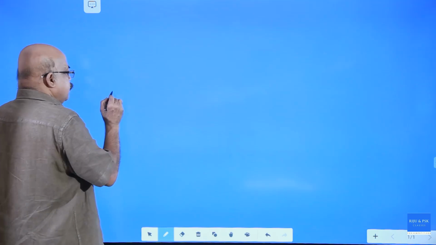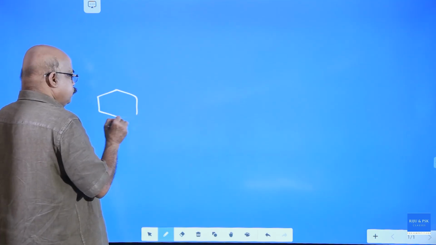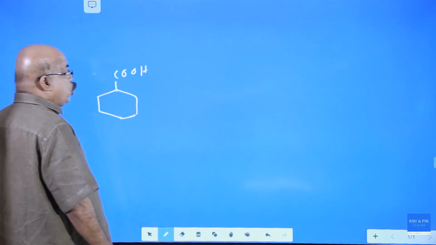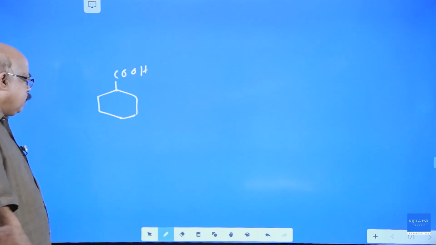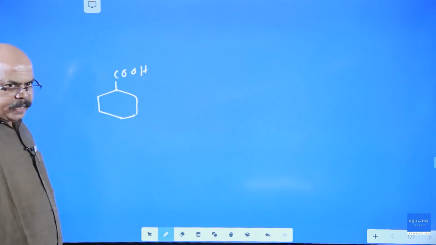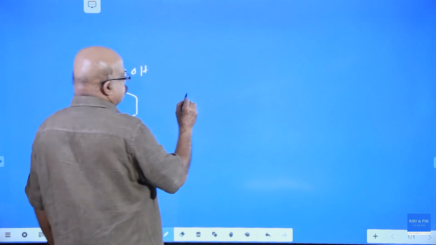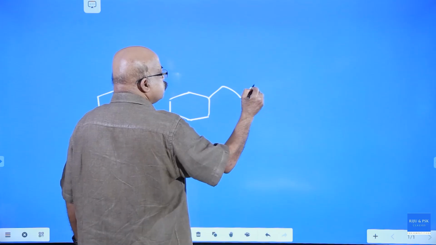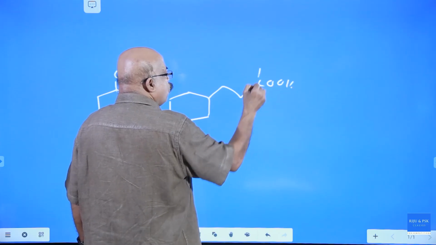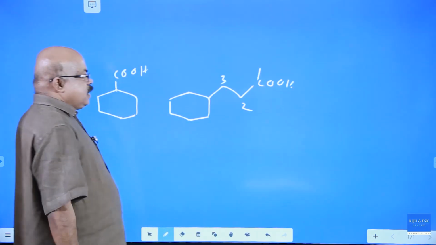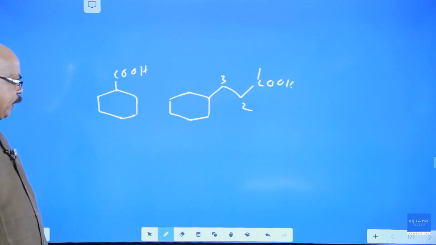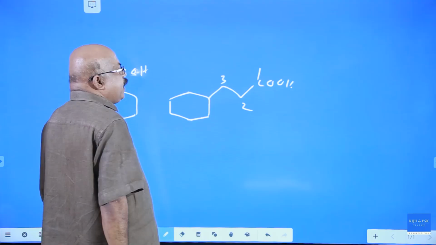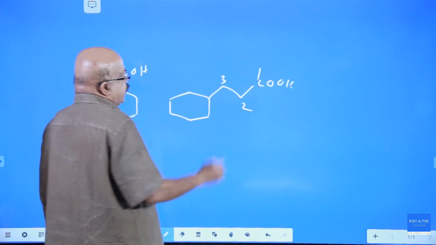Once again, this is cyclohexane carboxylic acid, cyclohexane carboxylic acid. And this one is 1, 2, 3. The third carbon has a substituent, 3-cyclohexyl propanoic acid.